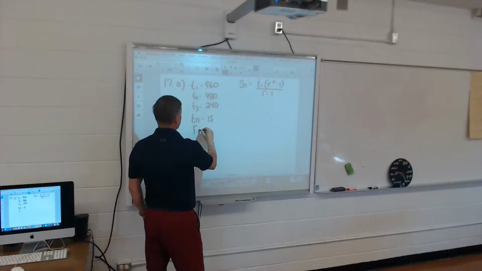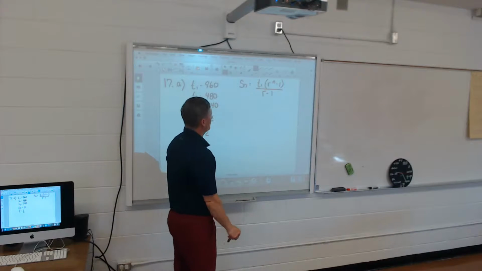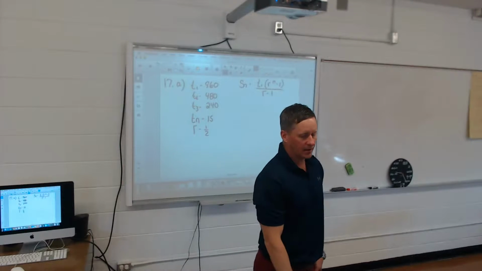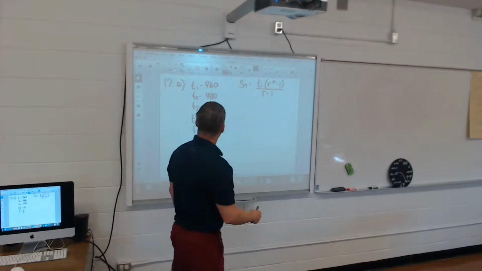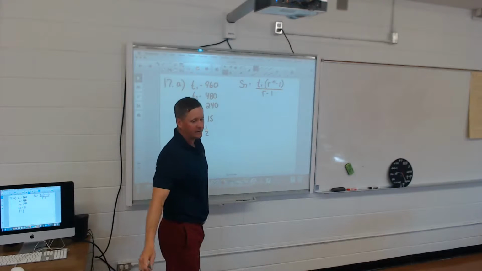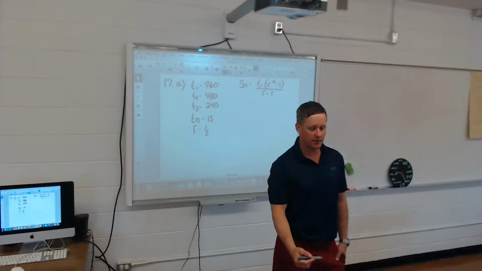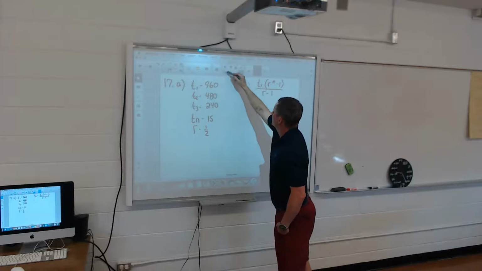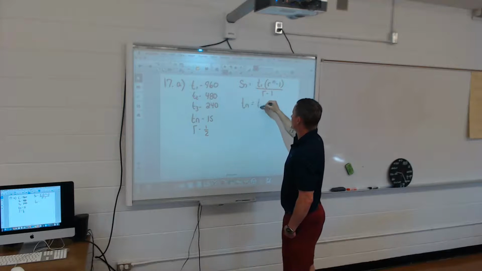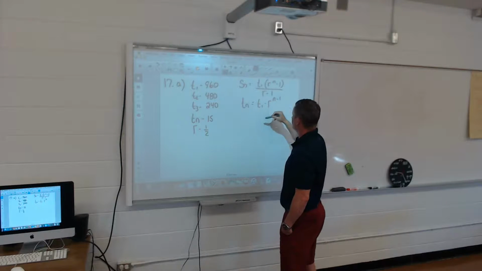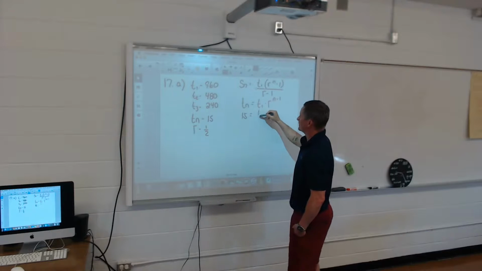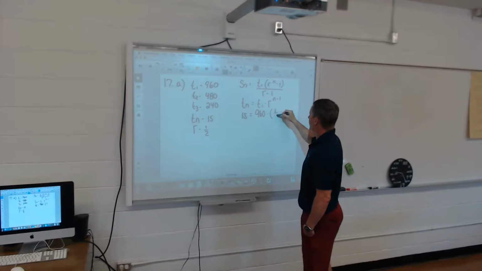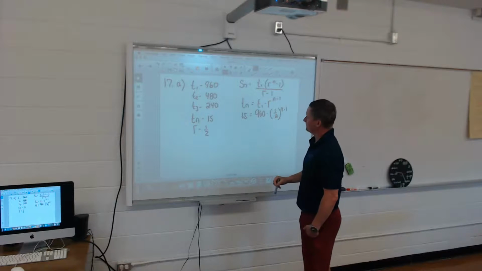So my r in this case is 1/2. My t to the 1 is 960, but I do not know what the n value is. So the first thing that I need to do is find out where term 15 falls. T to the n equals t to the 1 times r to the n minus 1. So I've got 15 equals 960 times 1/2 to the n minus 1.